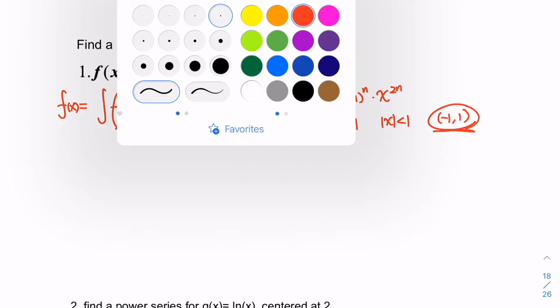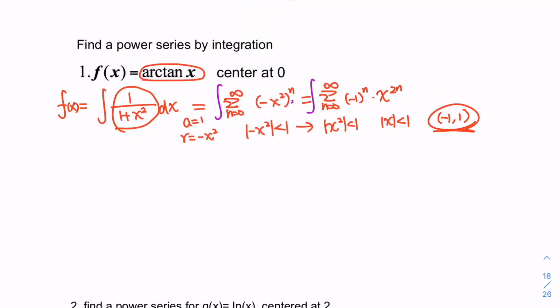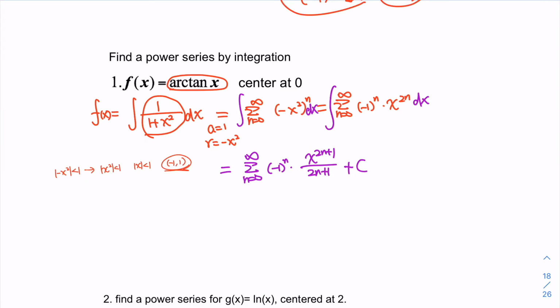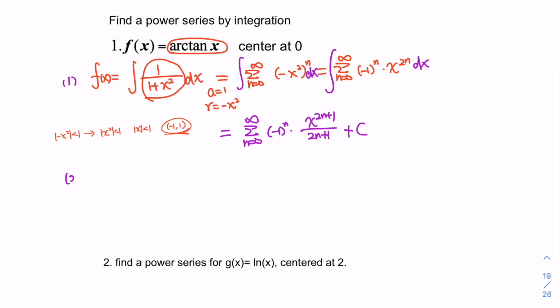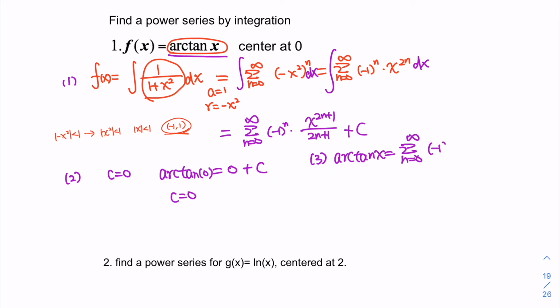So now we're taking the antiderivative of this. So this will give us sigma notation, 0 to infinity, negative 1 to the n, x to the 2n plus 1 over 2n plus 1, plus constant c. So now we have to solve for c. We plug in the center, x equals 0. So the left side is arctangent. So arctangent of 0 equals 0 plus c. So c equals 0. So that means arctangent of x equals sigma notation, n equals 0 to infinity, negative 1 to the n, x to the 2n plus 1 over 2n plus 1.